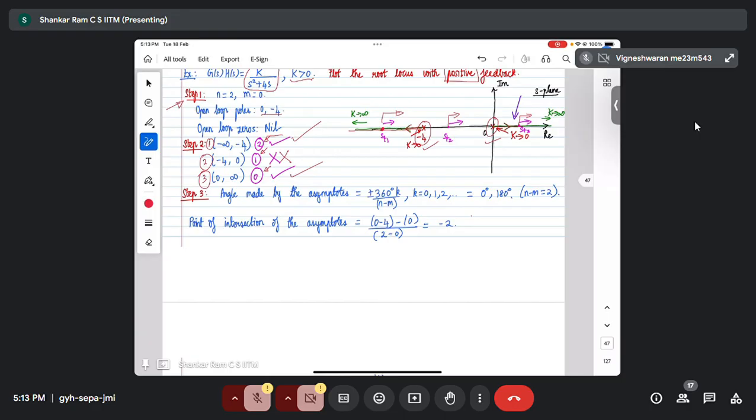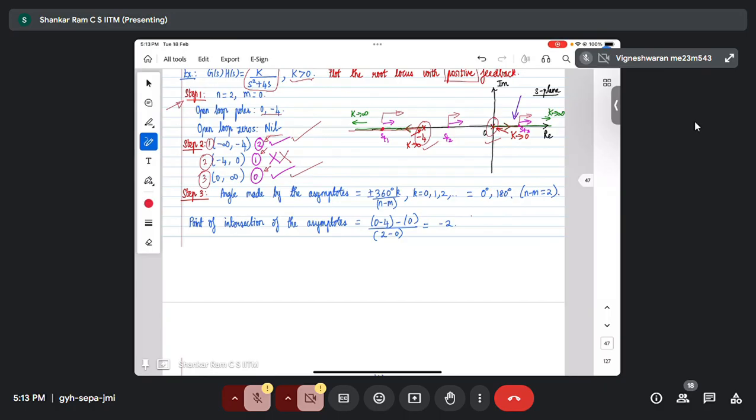So previously, when we did it with negative feedback, the branch starting from minus 4 moved to the right. Now it is moving to the left because of this observation. And the branch starting from the origin now moves towards the right instead of left. Okay, so these are the two changes that come. Okay. I hope it's clear. All right. Any questions before we proceed to step 3?